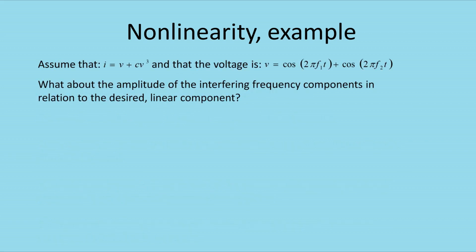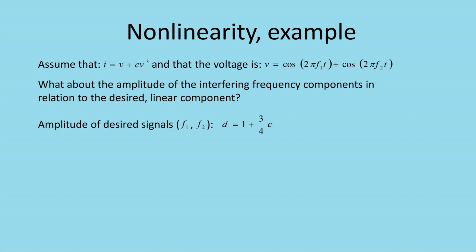A new example: the current function is a combination of a linear term, the voltage V, and a nonlinear term, the voltage V raised to 3. C is a constant that expresses the amount of nonlinearity in the function. If C is 0, the function is purely linear. Now, the interesting thing is to find the ratio between the amplitude of the interfering signal components and the amplitude of the desired signal. It is also interesting to see how this ratio is affected by C, the amount of nonlinearity. Or put in another way, how much nonlinearity do we need to get a certain amplitude of the interference?